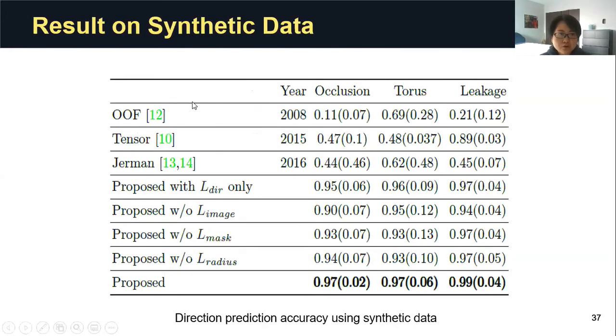Here are quantitative results on synthetic data. Here we compared with 3 state-of-the-art model-based methods, OF, tensor, and German. And here are the 3 categories of the synthetic data: occlusion, torus, and leakage. We can see that the compared state-of-the-art model-based work actually gave pretty low performance on the synthetic data.